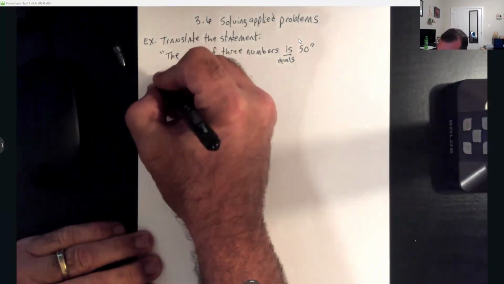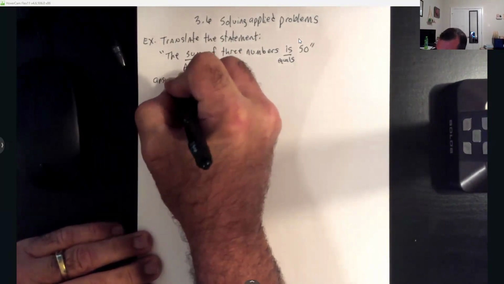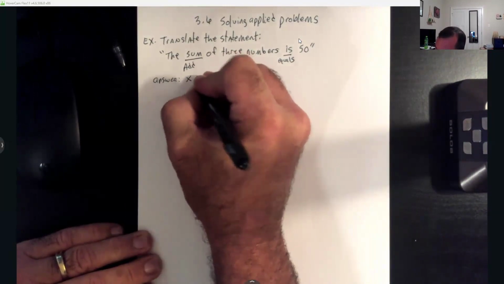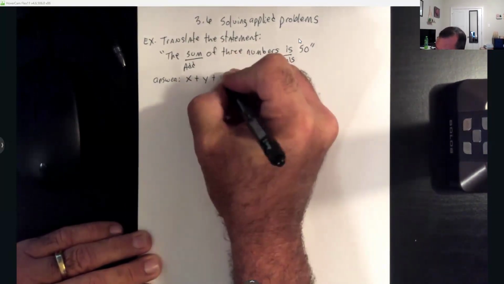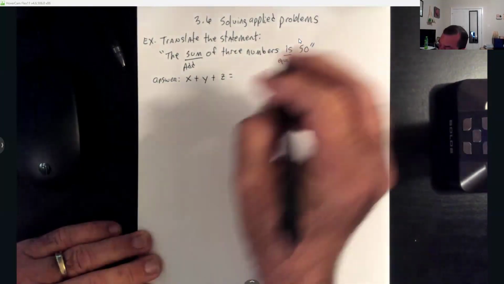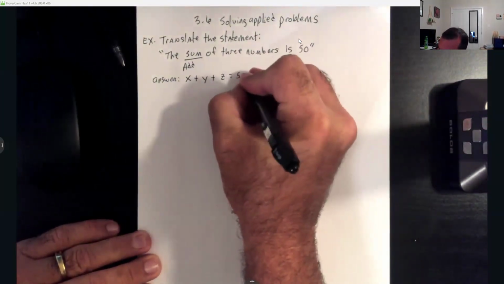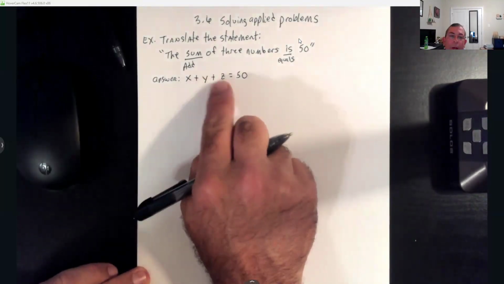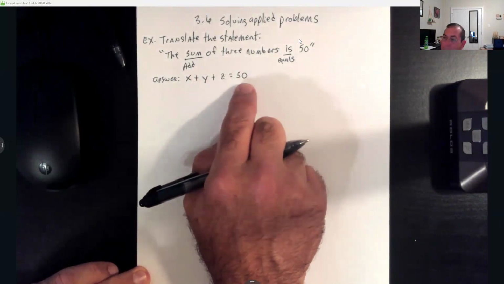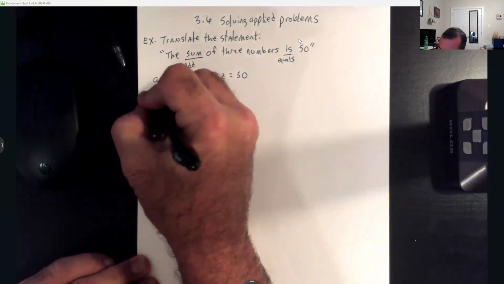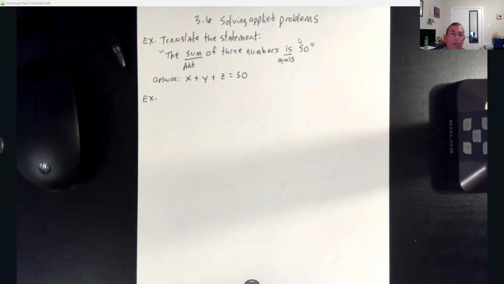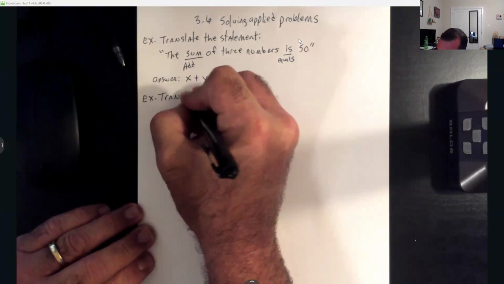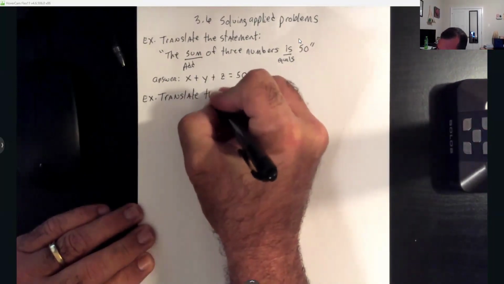So I would write that as, since we don't know the three numbers, we'll just call them x plus y plus z. And then that's going to equal 50. Okay, so they'll have different choices for you to pick. But here we go. The sum of these three numbers is 50. And the same thing on the next one. They want us to translate the statement again.